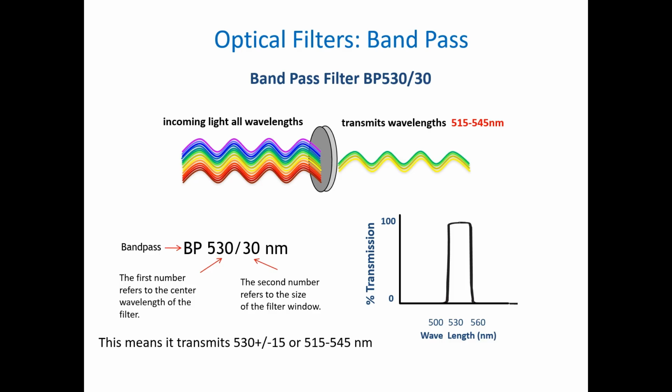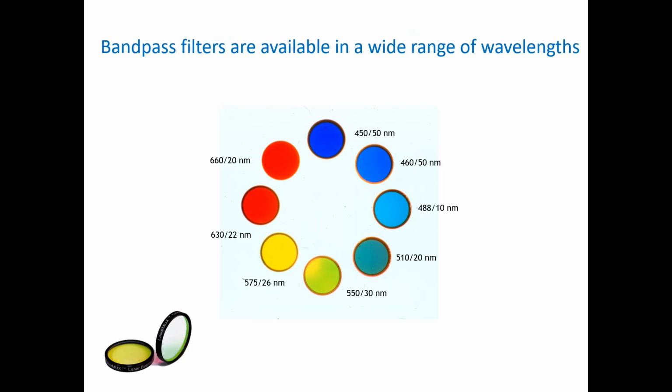Bandpass filters let through a specific range of wavelengths. They're designated BP for bandpass. The number after BP is the center wavelength of the window it lets through, and the number after the slash designates the width of that window. This means that a bandpass BP 530/30 lets through 530 plus or minus 15, which is half of 30. Thus, it lets through the wavelengths 515 to 545. There are a lot of bandpass filters available targeted to your fluorochromes' emission spectra. Most cytometers will have the filters adapted to the standard fluorochromes.